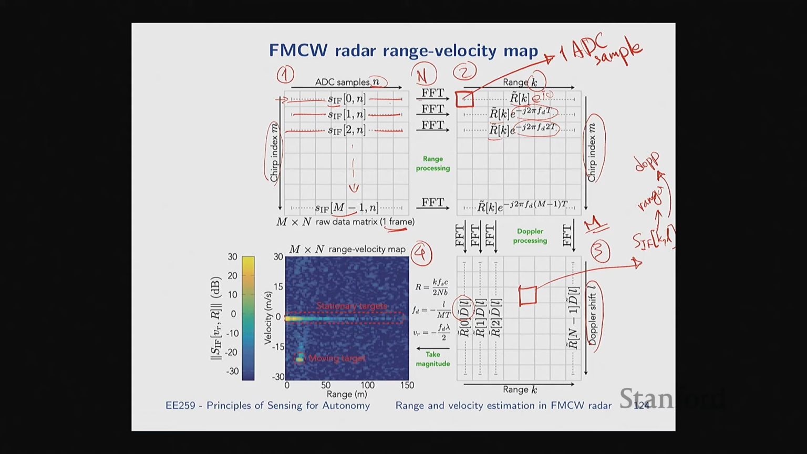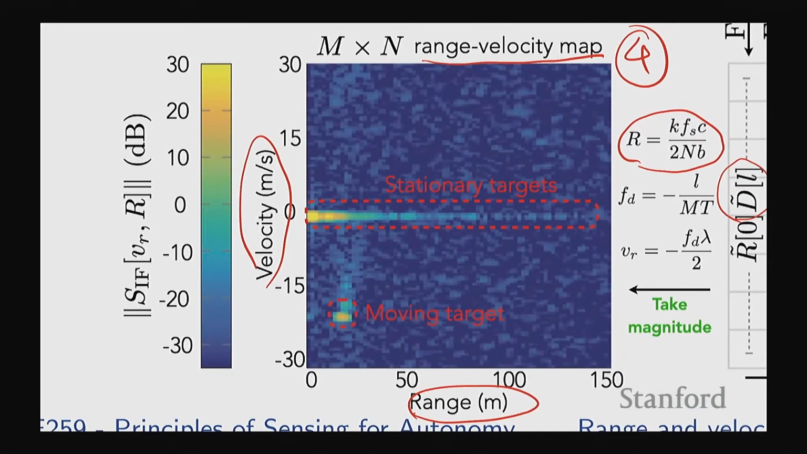How do you convert these indices to physical quantities, that is, range in meters and velocity in meters per second? Those are simple scalings, things we have seen before. To make what is called a range-velocity map, first you take the magnitude of this matrix after the two FFTs, because it's complex valued. Then, to go from indices to physical range in meters and velocity in meters per second, let's zoom in here, you do scaling. Your range becomes K times f_s c over 2MB. These are the things we had seen before.